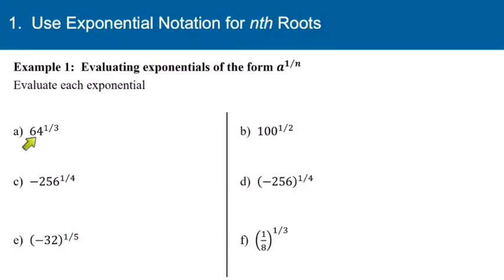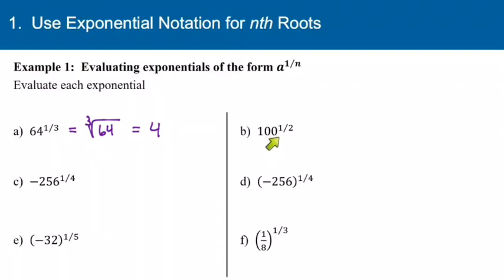So here we have 64 to the 1/3 power. And the first thing we want to do is convert this to radical notation. So we remember that the denominator of the exponent is the index of our radical. And we're going to write the third root of 64. So now we're asking ourselves, what is a number that I could raise to the third power and get 64? And that number is 4. 4 to the third power is 64.